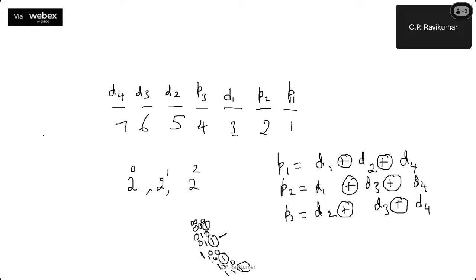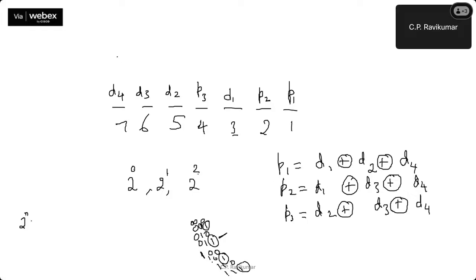So let me repeat. We chose the parity bits in positions 1, 2, and 4, which are of the form 2 power n. And P1, which is this first parity bit, is the XOR of, or the parity of, all the bits which have a 1 in the least significant position, and similarly 1 in the position 1, and 1 in the position 2.